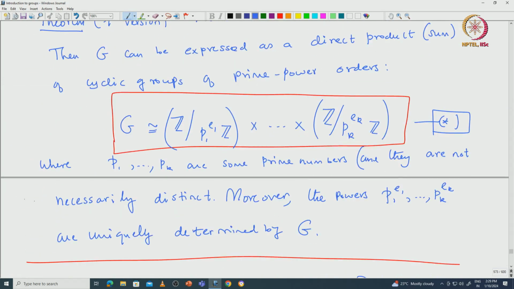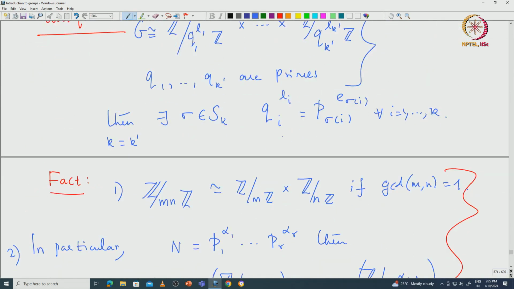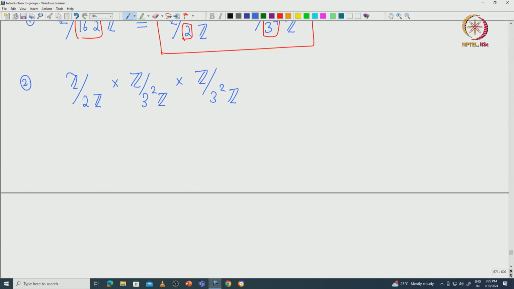The first version says G can be expressed as a direct product of cyclic groups of prime power orders, but repetition is allowed. You can see that this is such an example, Z modulo 2Z and then 3², that is a tuple. Now you can group them together and make something interesting. If you take this 2 and this 3², both of them are relatively prime, so we are allowed to combine them.